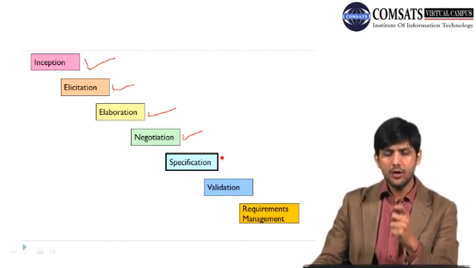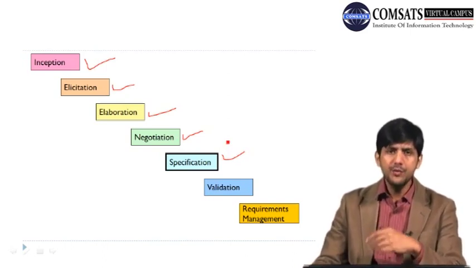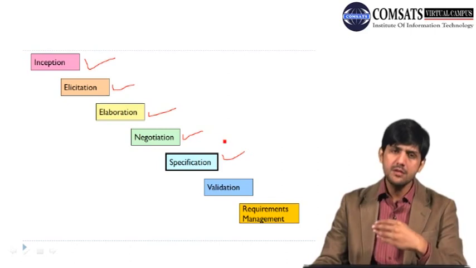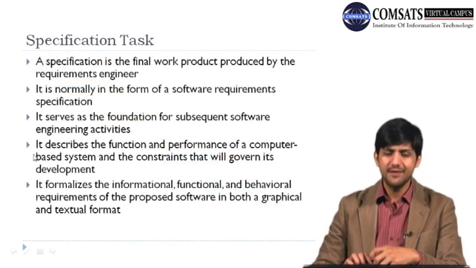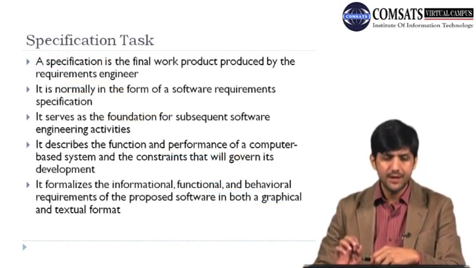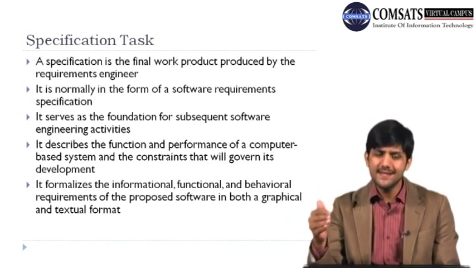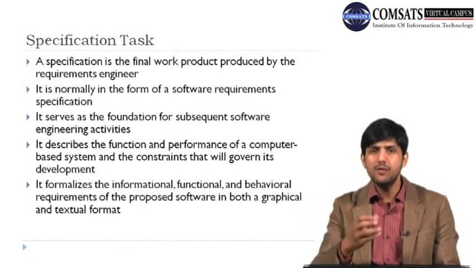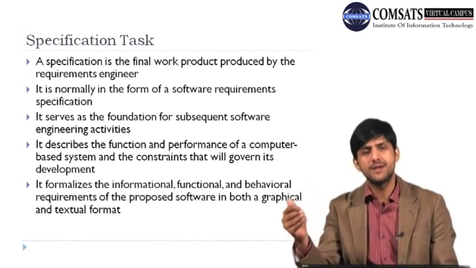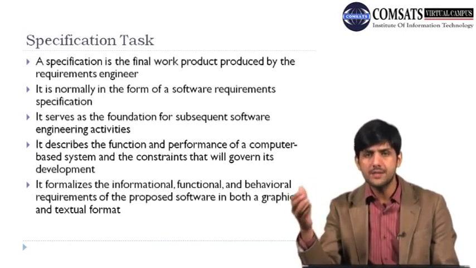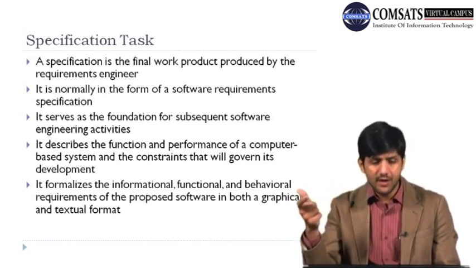So the next logical step is specifying requirements. So let's quickly see what we do in the specification task of the requirement engineering process. Okay, so what is specification? Specification is the final work product produced by the requirement engineer. So when we say software requirement specification document or SRS document, that is one of the work products produced by a requirement engineer out of the overall requirement engineering process. And it is normally in the form of a software requirement specification.